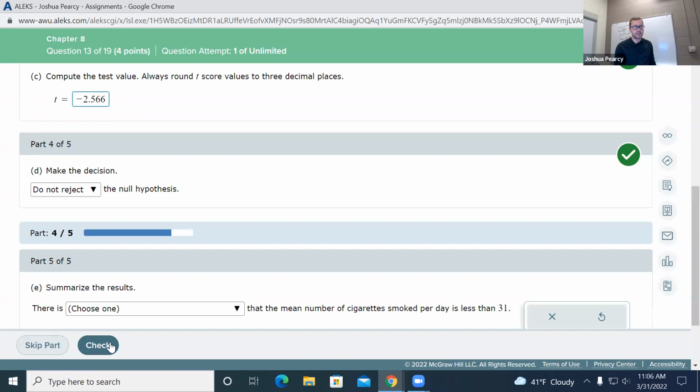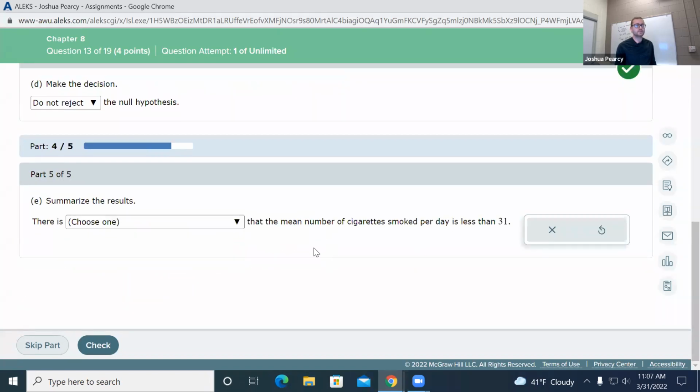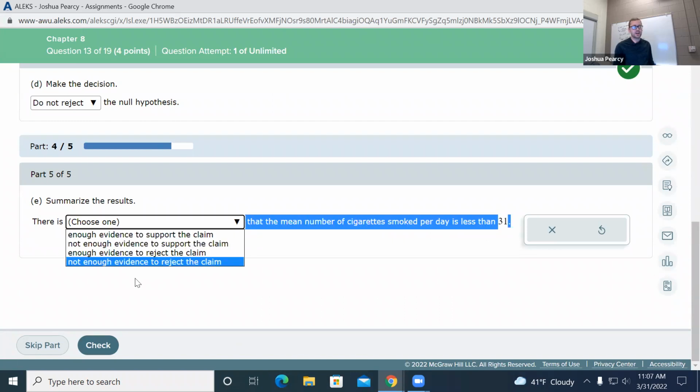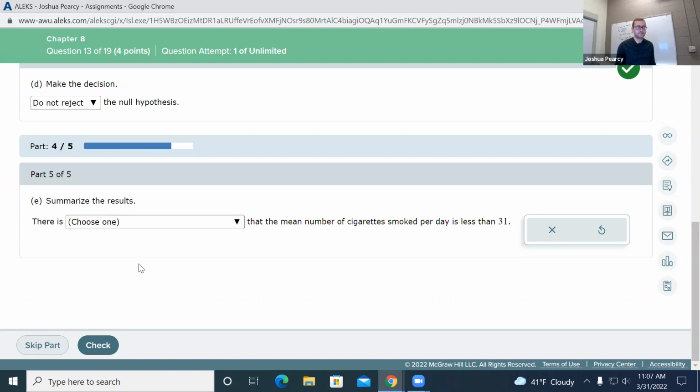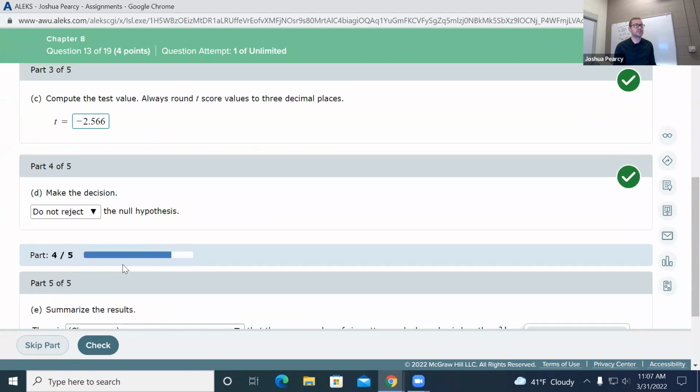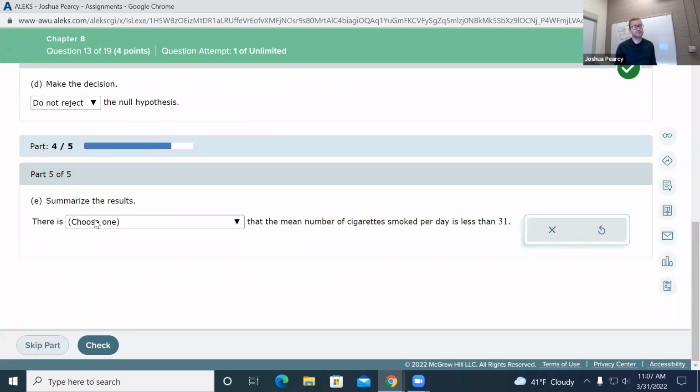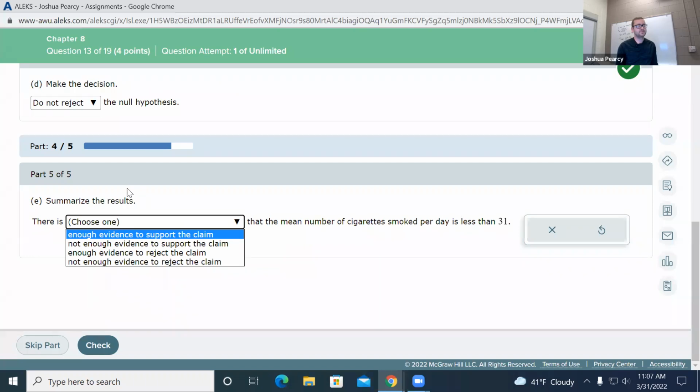And this is the part that I do not like. There are 4 different decisions you can get: enough evidence to support the claim, not enough evidence to support the claim, enough evidence to reject the claim, and not enough evidence to reject the claim. In this case, which one do you think it is? One, 2, 3, or 4?